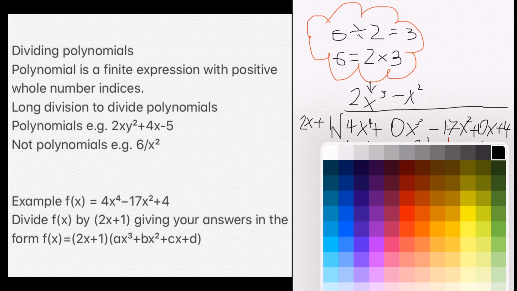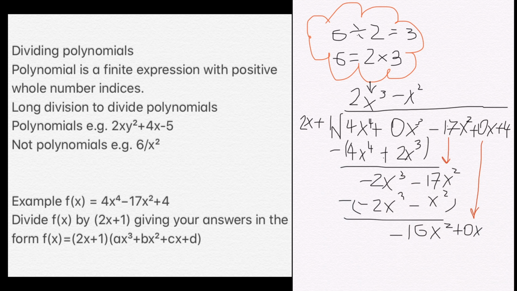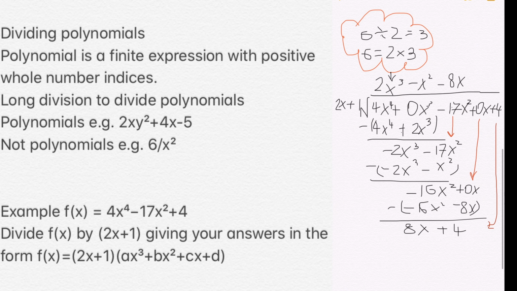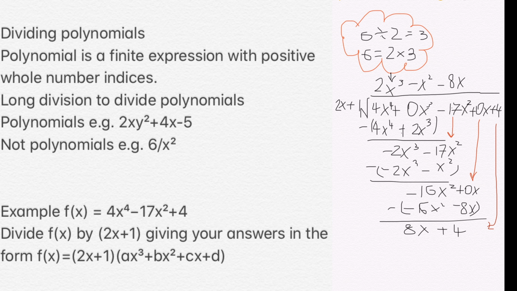And you subtract this from negative 2x cubed minus 17x squared, and you get negative 16x squared. And then you move the 0x term down, and you will divide 2x into negative 16x squared, and you get negative 8x. Negative 8x multiplied by 1 is negative 8x, and you will subtract negative x squared minus 8x from negative x squared plus 0x, and you get 8x.